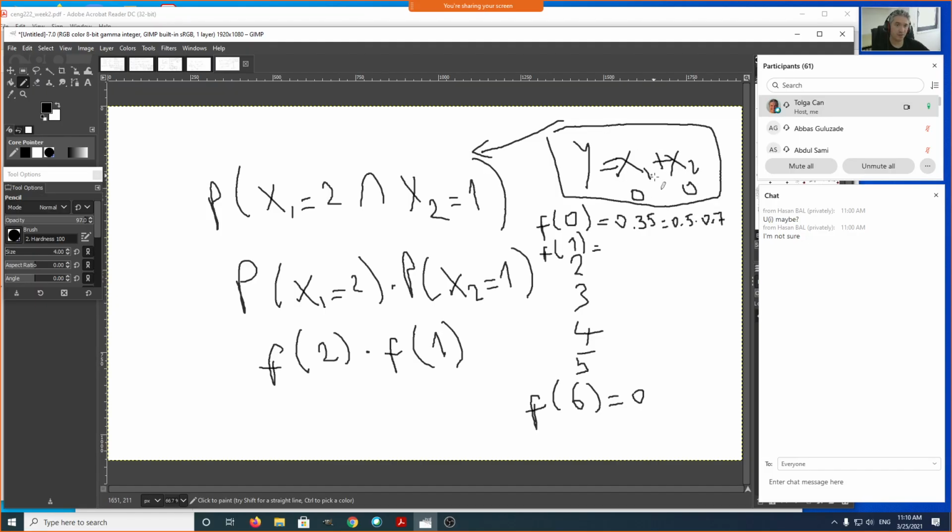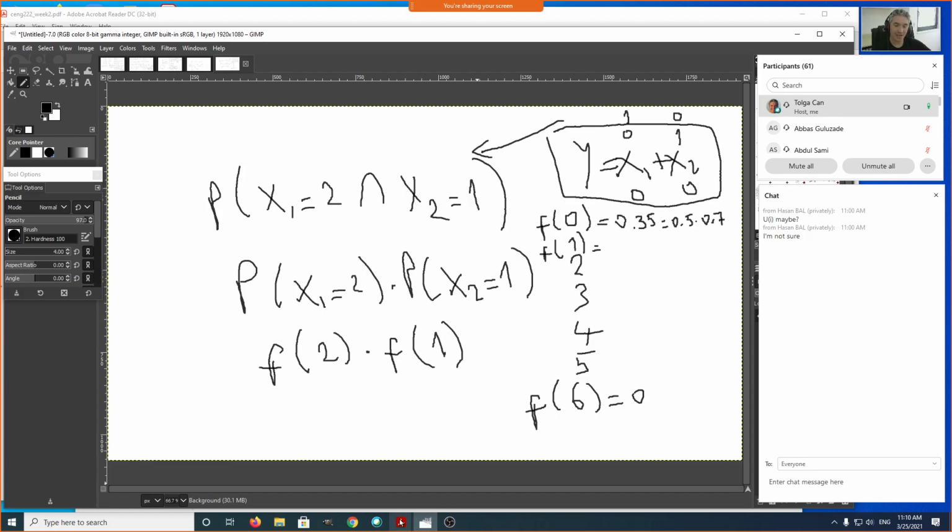Different outcomes here will give me the value of 1. For example, x1 could be 1 and x2 could be 0, or x1 could be 0 and x2 could be 1. These are two mutually exclusive events, so they could be added.